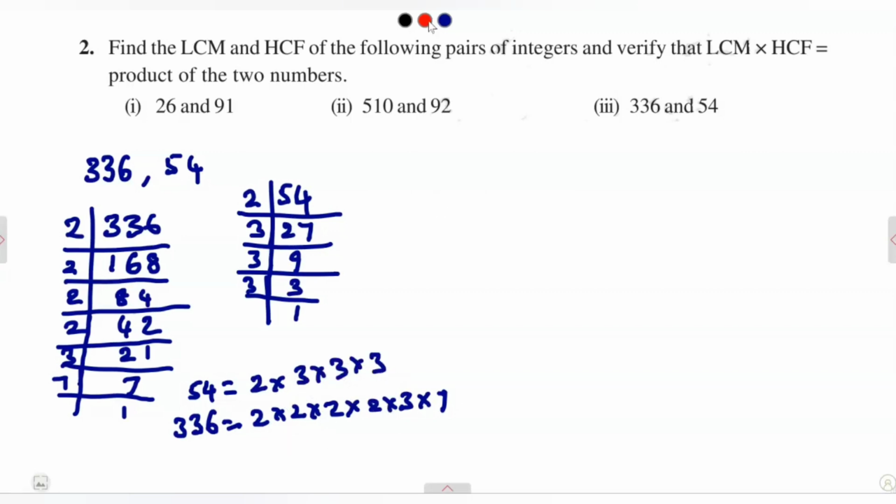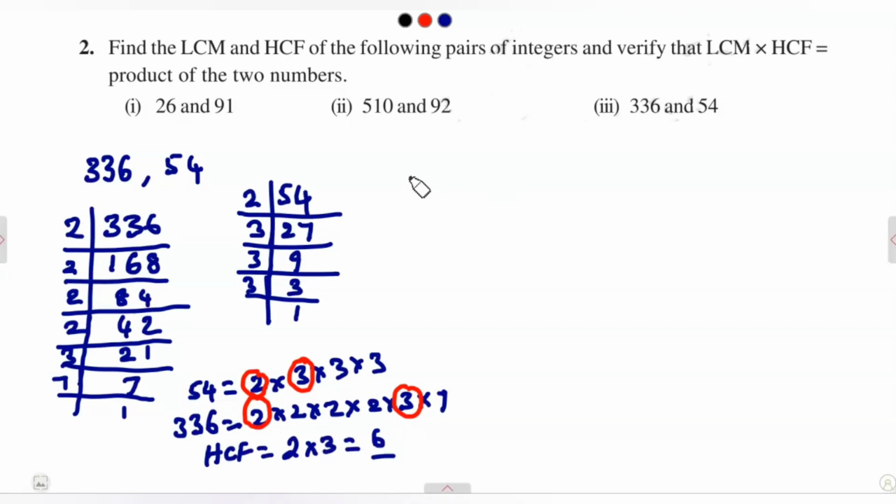So let's find out the common factors. 2 is common in both and 3 is common in both. So 2 into 3. So our HCF is the product of the two common factors, 2 into 3, which is 6. So our HCF is 6.